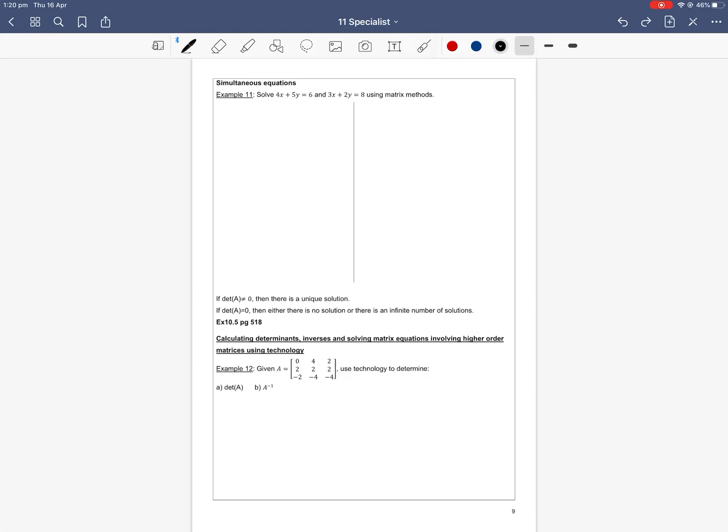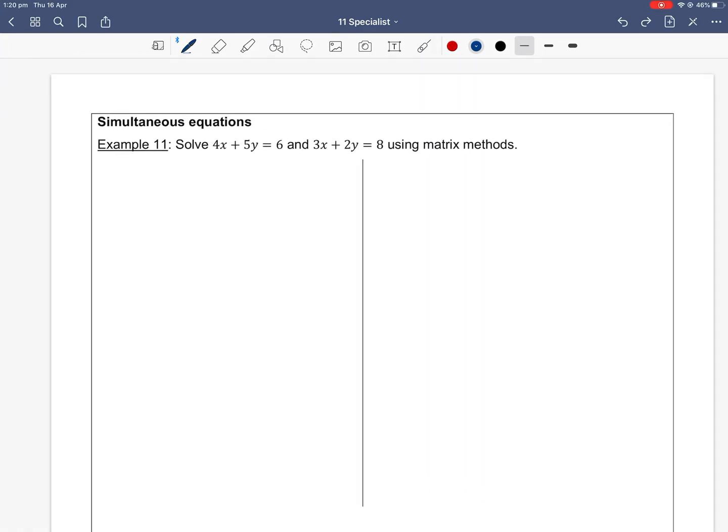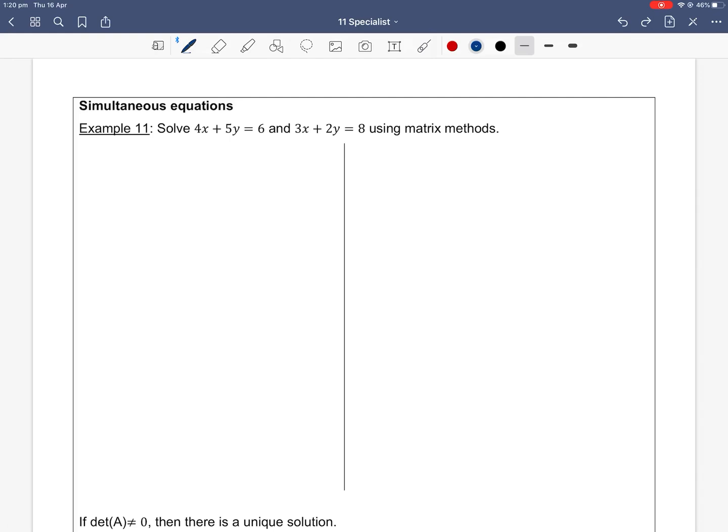Okay, so we're going to finish off today by solving simultaneous equations using matrices. So in year 10, we've solved simultaneous equations using either substitution or elimination, but now we've given you a third option. We can solve it using matrix methods.